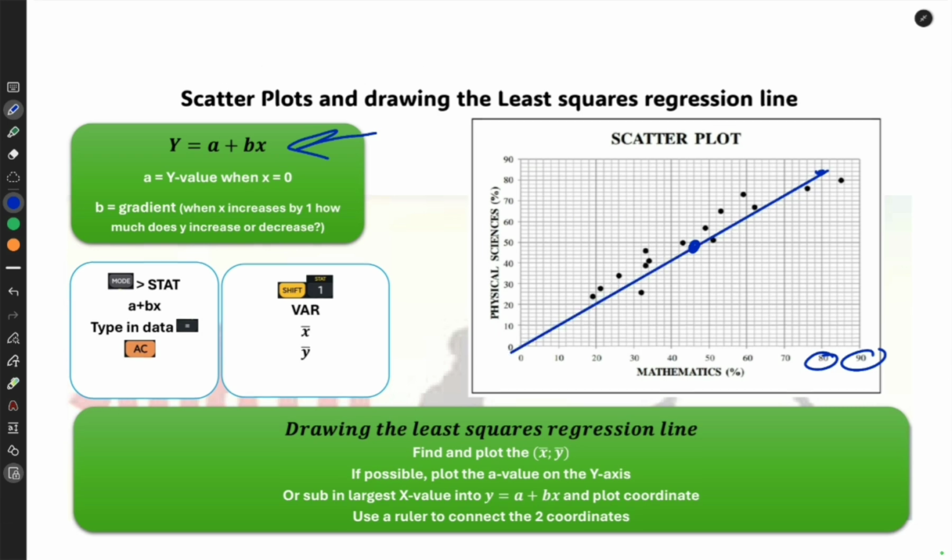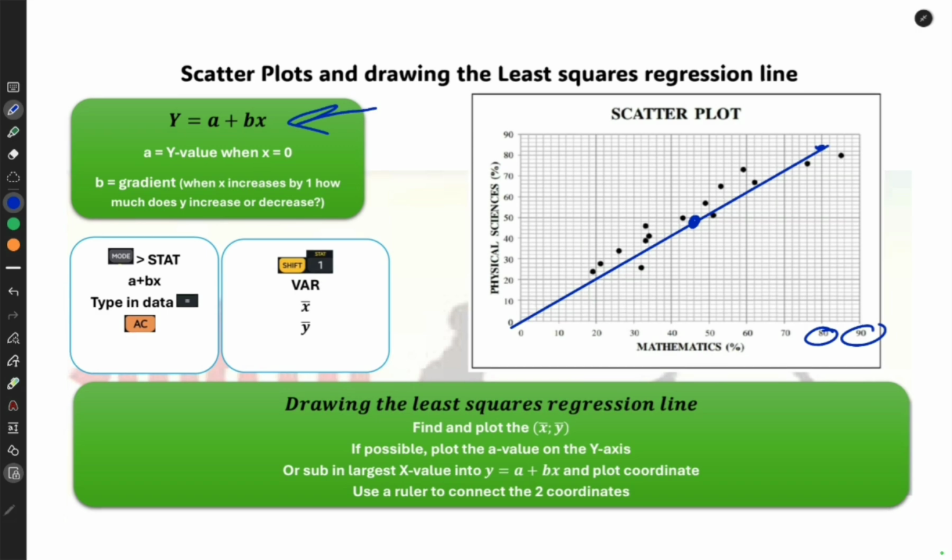So how do I find the mean of x and the mean of y? You're going to type in the data just like normal. Then press AC, and instead of doing shift 1 and choosing a regression, you're going to press shift 1 and choose option 4, which says variance. In that menu, you'll see an x with a little line on it and a y with a little line on it. Then you just choose those two, and that would form a coordinate. Let's do a few examples so you can see exactly how it works.